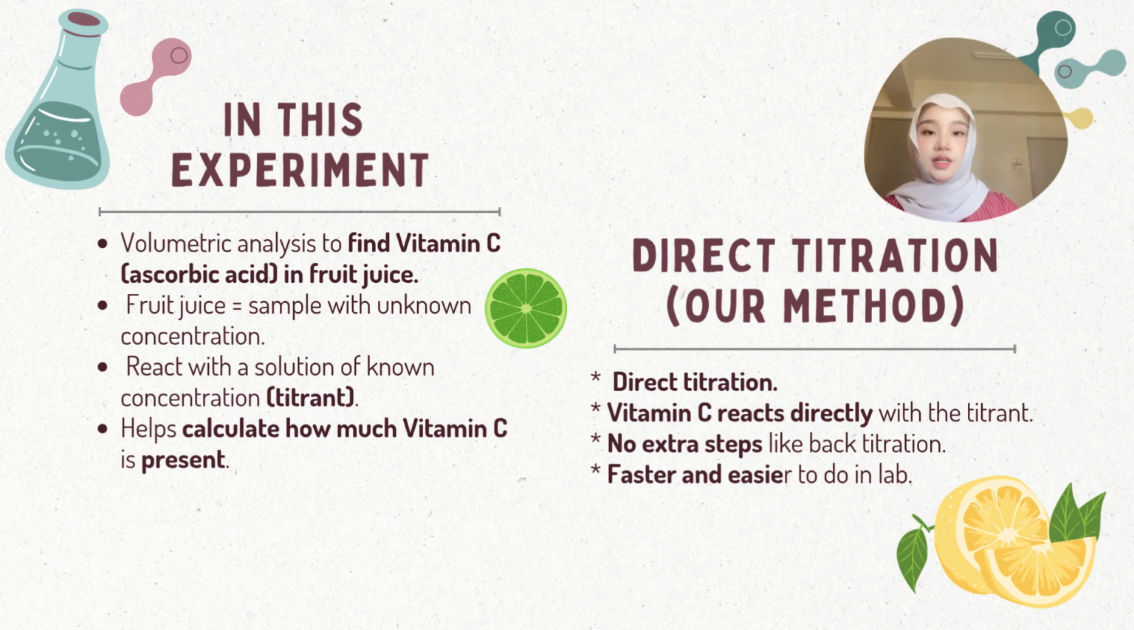In this experiment, we use volumetric analysis to find the amount of vitamin C or ascorbic acid in the fruit juice. The fruit juice acts as our sample with an unknown concentration. It will react with a solution of a known concentration, which is our titrant. This will help us calculate exactly how much vitamin C is present.